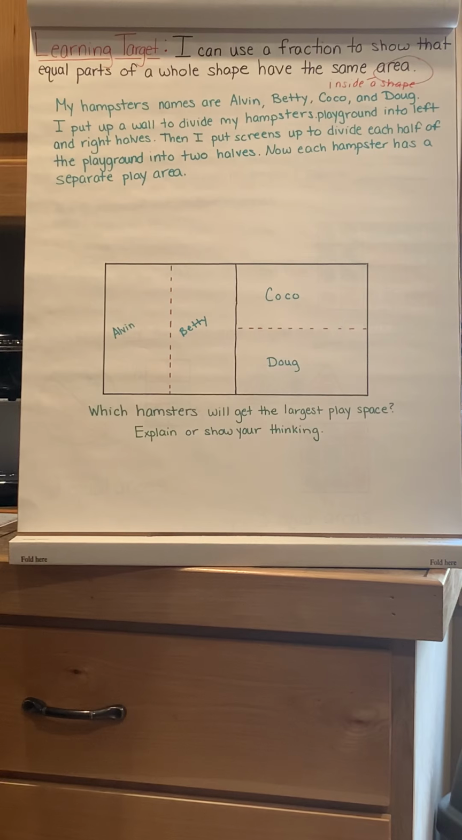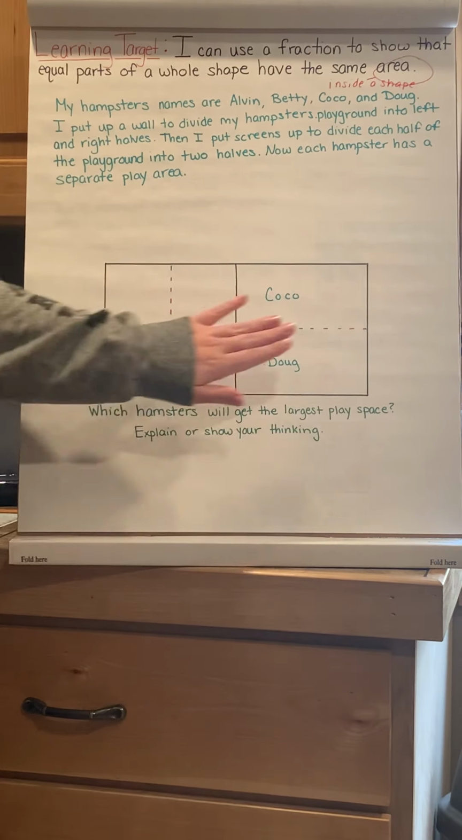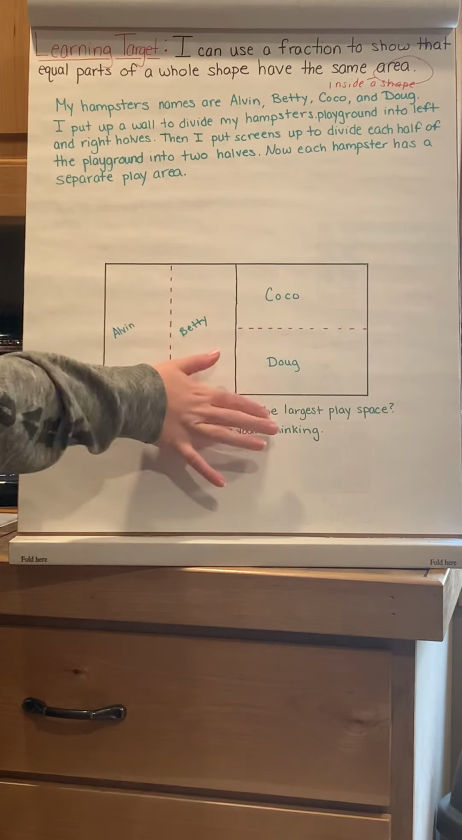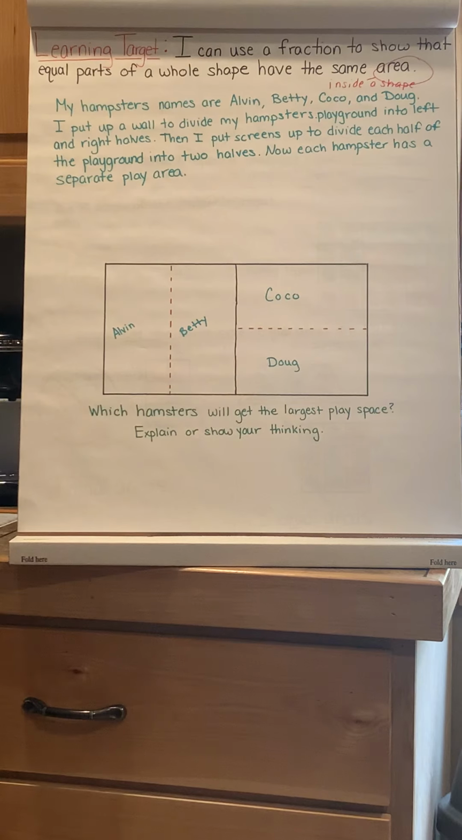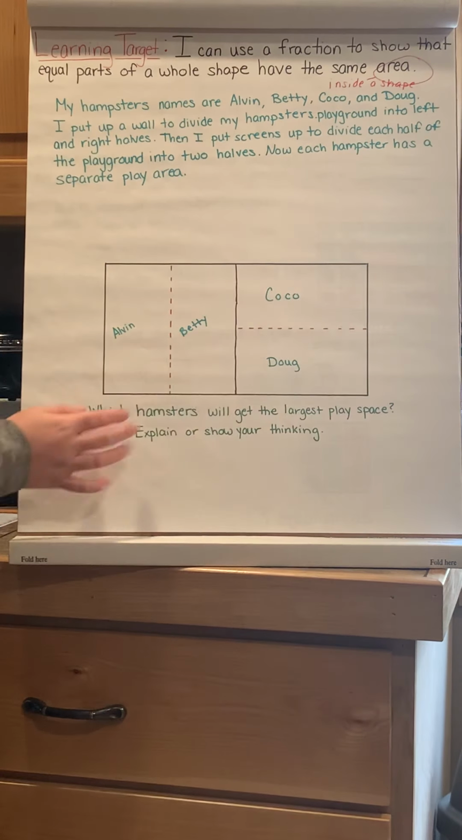I put up a wall to divide my hamster's playground into left and right halves. Here's where I divided it, this half right here. Then I put screens up to divide each of these halves into another halves. Now each hamster has a separate play area.